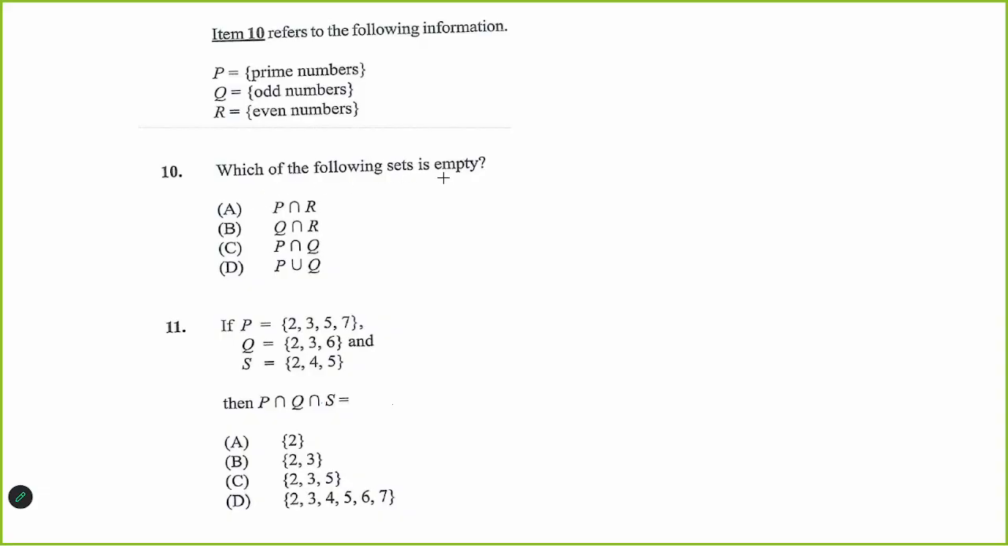Which of the following sets is empty, meaning they have nothing in common? The intersection between odd and even, Q and R. That is B. What do they all have in common? That's what this means, right? The intersection. That is 2.